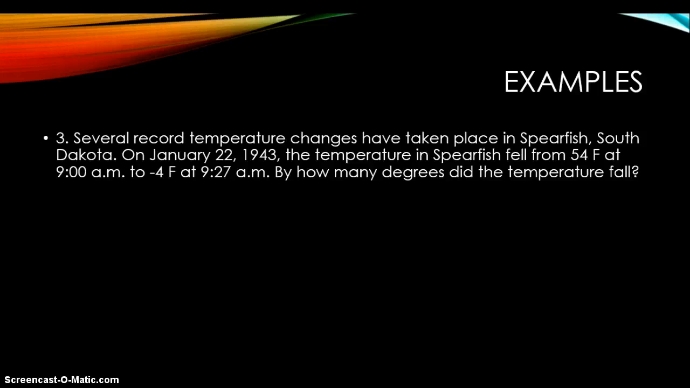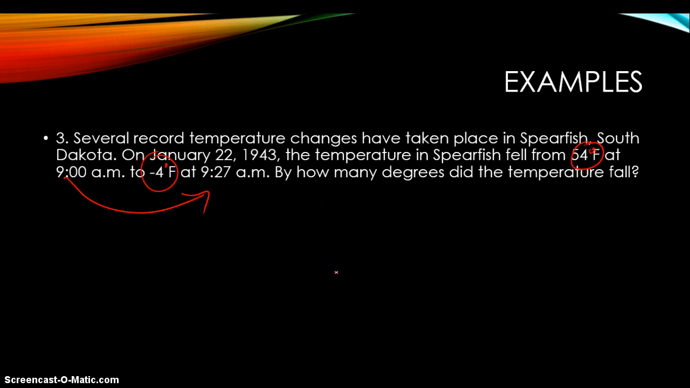Another example. Several record temperature changes have taken place in Spearfish, South Dakota. On January 22, 1943, the temperature in Spearfish fell from 54 degrees Fahrenheit at 9 a.m. to negative 4 degrees Fahrenheit at 9:27 a.m. So think about that. Just within the amount of time, look at the amount that has fallen. Okay? Look at the amount that it fell.